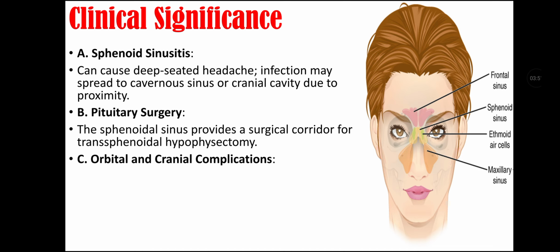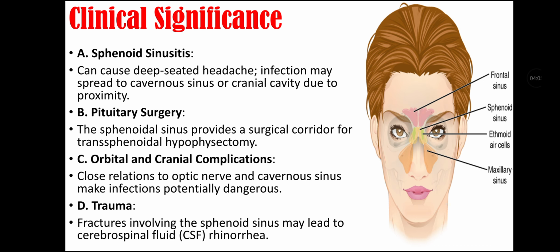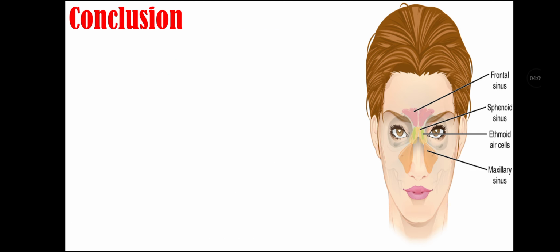Third significance is orbital and cranial complications, as it is closely related to optic nerve and cavernous sinus that make infection potentially dangerous. Fourth significance is trauma, as fracture involving the sphenoidal sinus may lead to cerebrospinal fluid rhinorrhea.